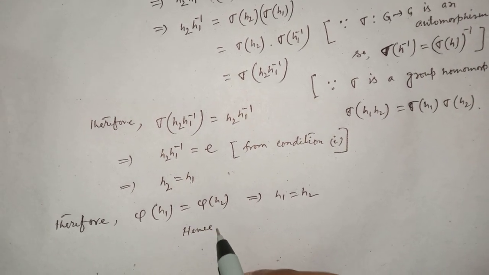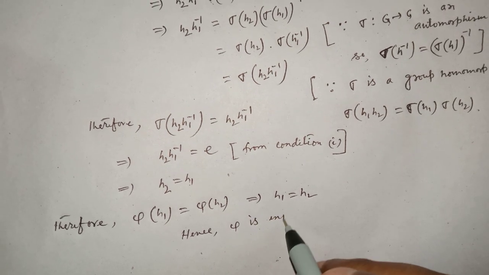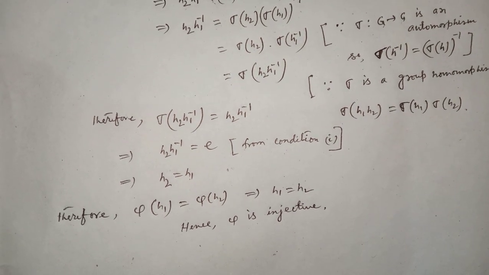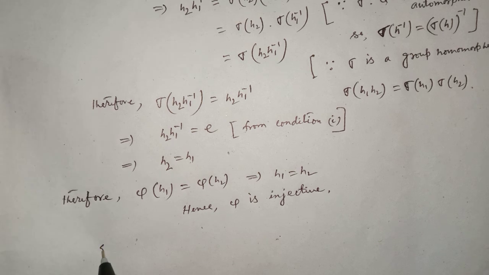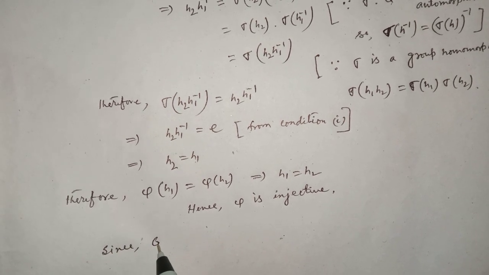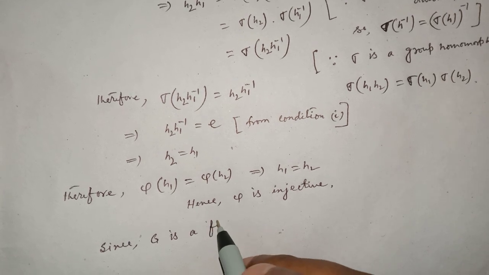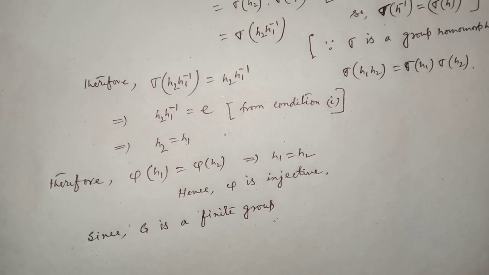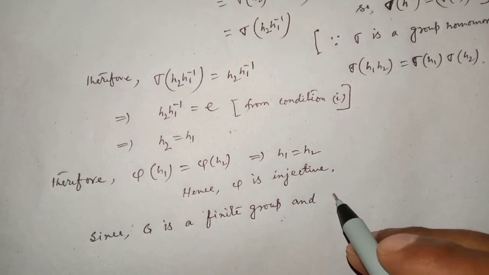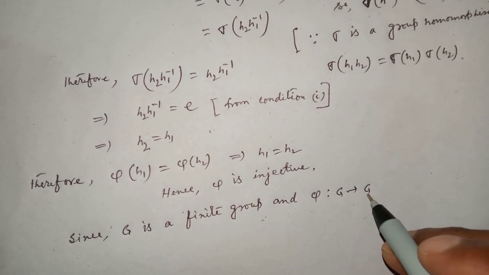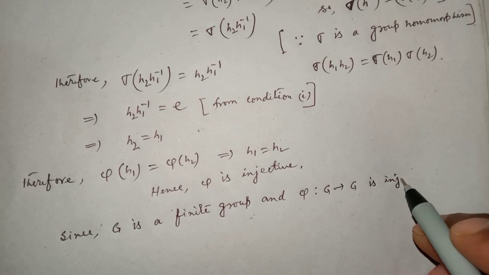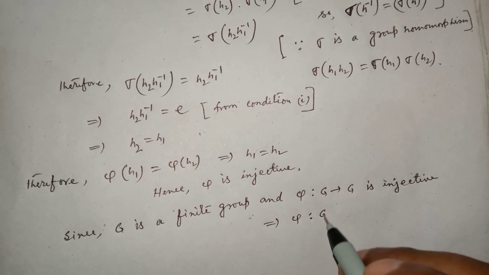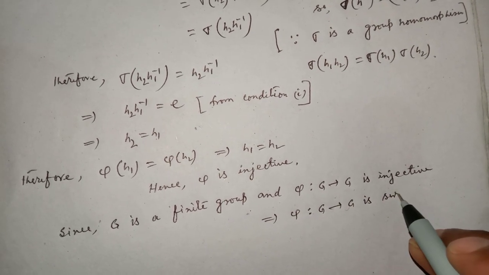Hence phi is injective. Since G is a finite group and phi: G to G is injective, this implies phi: G to G is surjective.